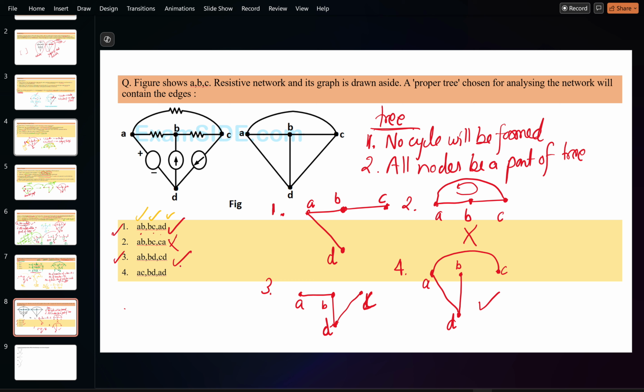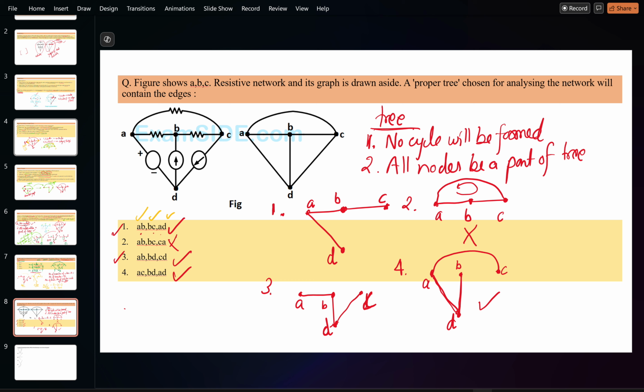So this is also A, which means AC basically, and BD like this, and AD. Okay, so option 4 is also correct. The second option is not correct because there is a cyclic formation, but the other options, 1, 3, and 4, are all correct.